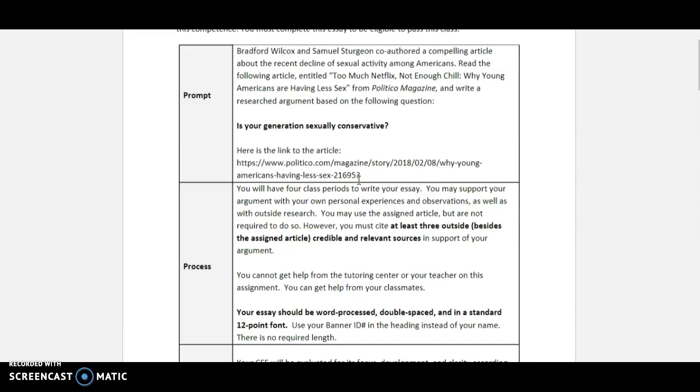This is part of the rubric, so you want to make sure that your sources are credible. We have already gone over how to evaluate sources for credibility, and they should also be relevant, which means that they support your argument in some way. Also, I already mentioned that you cannot get help from the tutoring center or your teacher on this assignment. However, you can get help from your classmates.